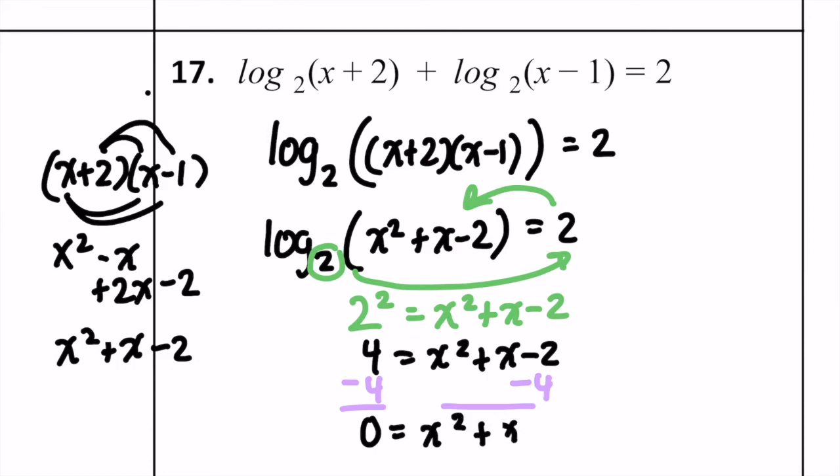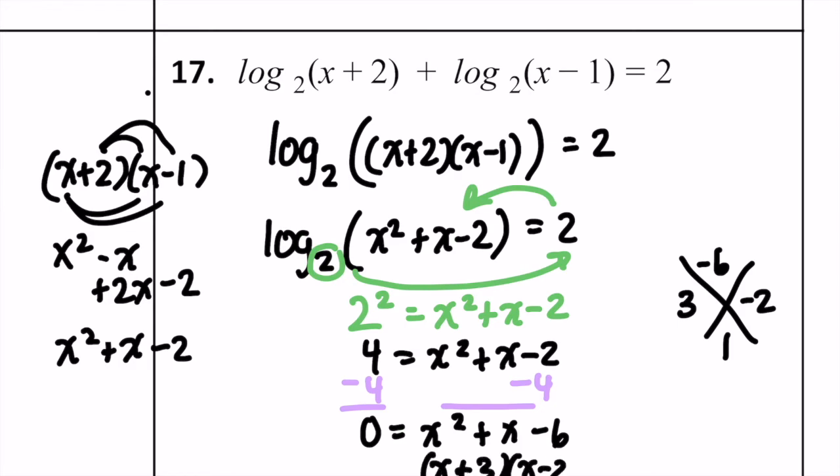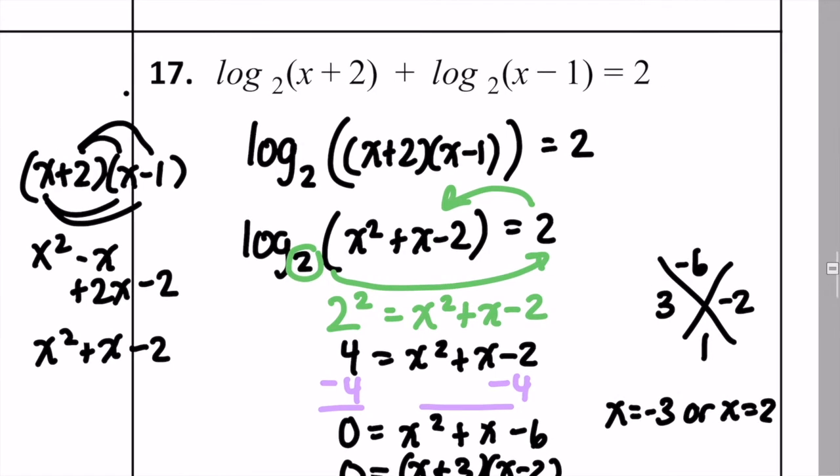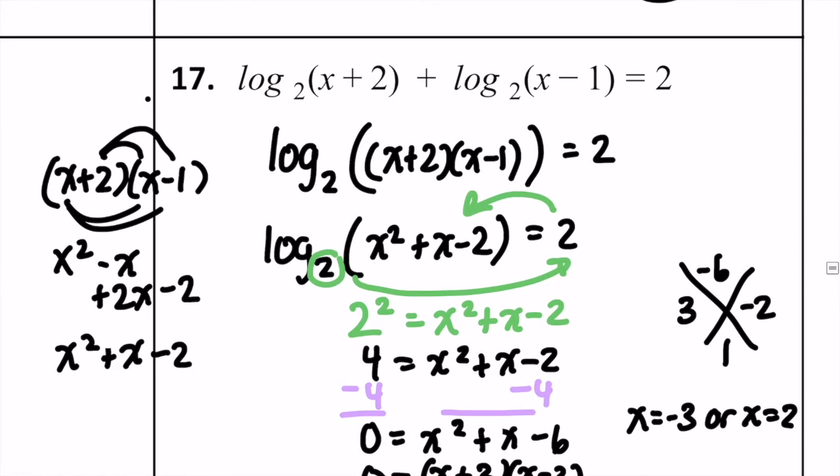I need 2 numbers that multiply to negative 6 and add up to 1, and those numbers are 6. Wait, no, what? Positive 3 and negative 2. So I have x plus 3 times x minus 2 gives me 0, which means x is negative 3 or x is 2. And wait, let me just make sure that's right because my brain isn't working. 3, 2, yes.